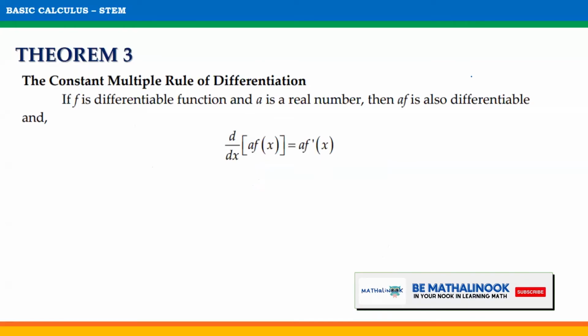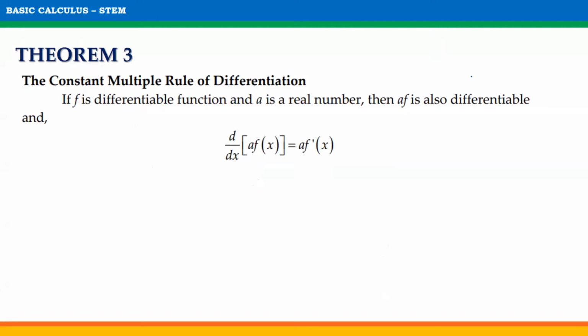Theorem number 3. The constant multiple rule of differentiation. If f is a differentiable function and a is a real number, then a times f is also differentiable and the derivative of a times f of x is equal to a times the derivative of f of x. Following the power rule, the constant multiple rule states that we first copy the coefficient, then multiply it to the derivative of the function f of x.